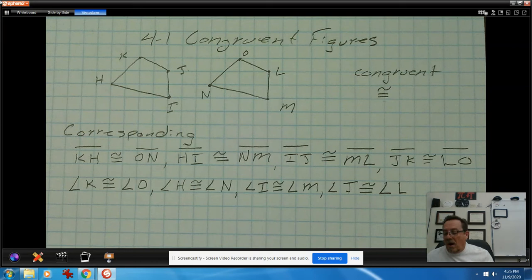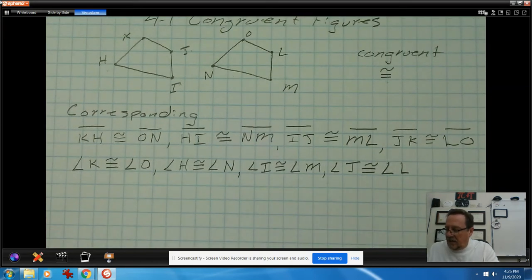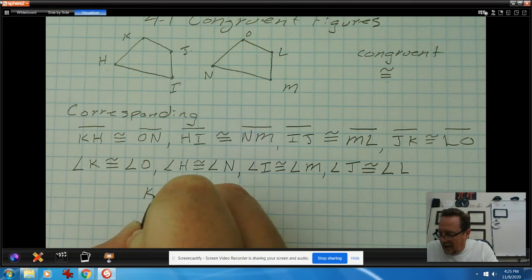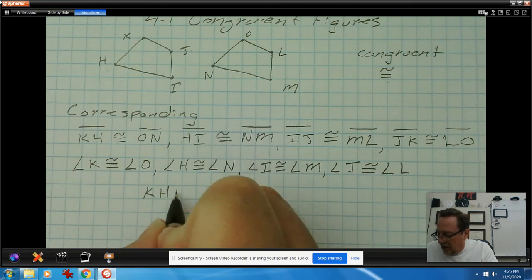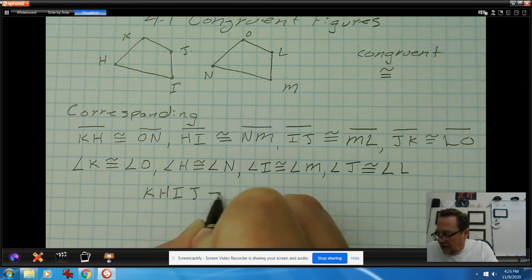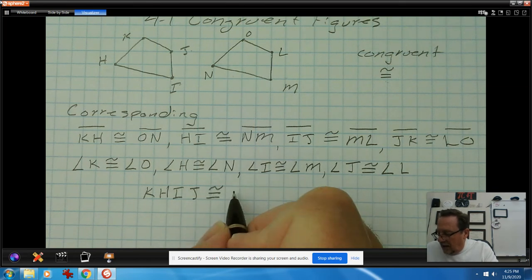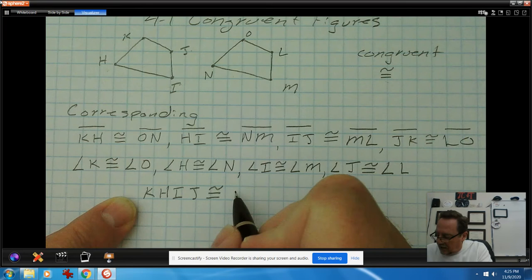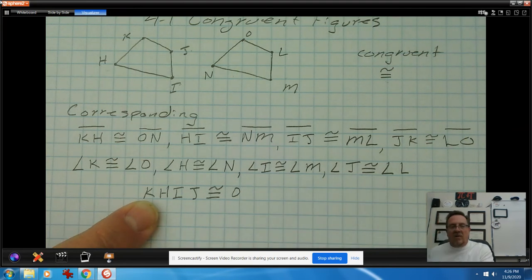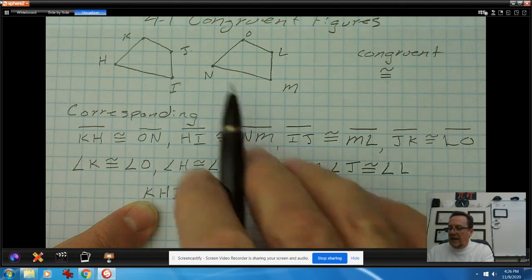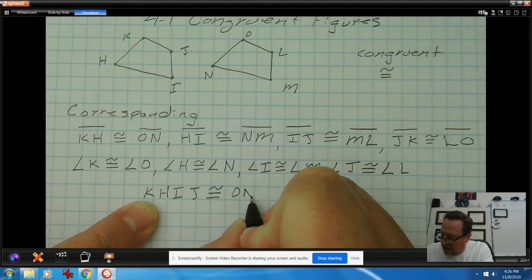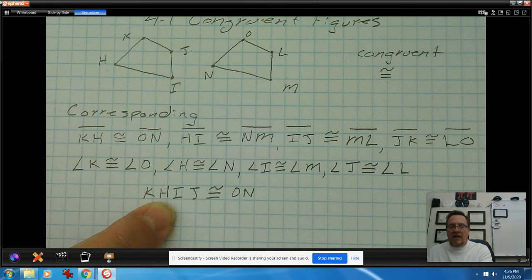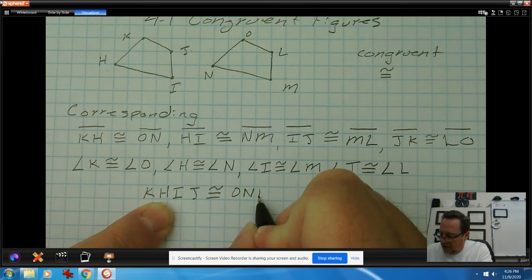Okay, now all together we could say that this figure, and I'm going to name the first one K, H, I, and J, is congruent to, and then I've got to list these in the correct order as well, starting with the ones that correspond. So what one corresponds to K? Well, that would be O, so I'm going to write it first. And the second one's got to correspond to H, so I've got to write N.